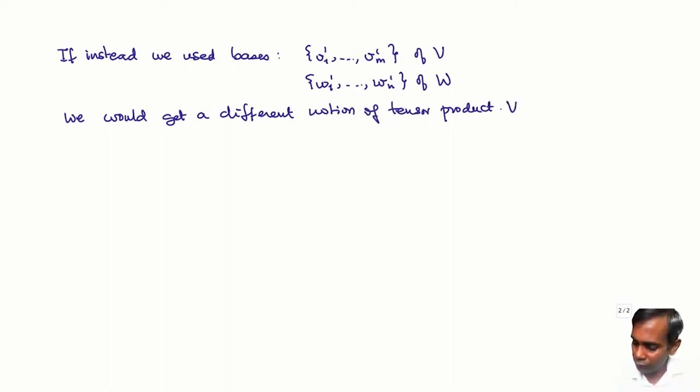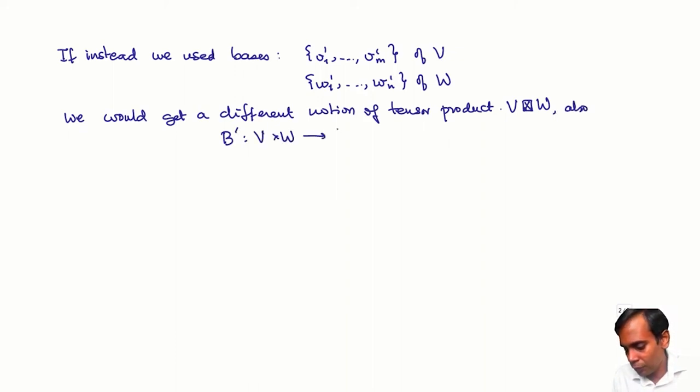So it would be, let's call it V tensor W, but I'll put a square bracket to say that this is with respect to these new bases V prime and W prime. And you would also get a bilinear map B prime from V cross W to V tensor W. So this V square tensor W would be the vector space with basis Vi prime tensor Wj prime, and B prime would be defined exactly how B is defined, except that we would use this other basis.